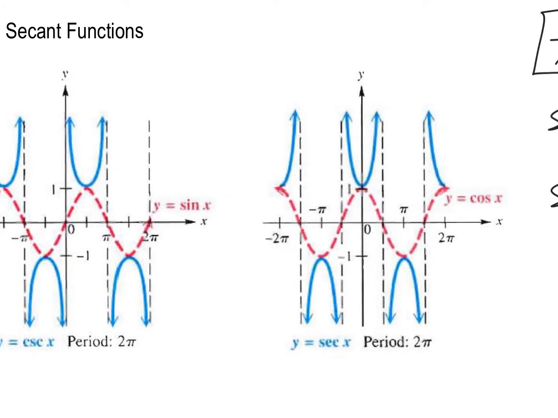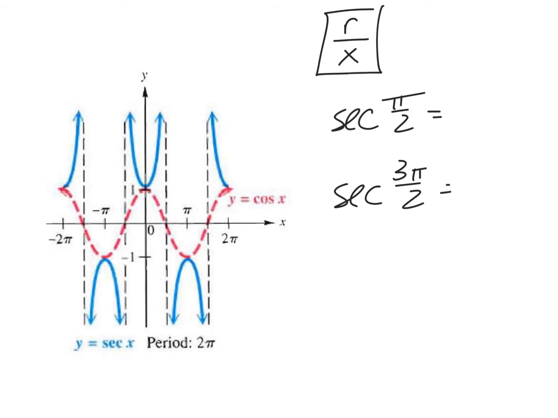So let's go over to the cosine one for secant. The secant of pi over 2. Remember that secant is r over x. At pi over 2, the r is 1, but the x value at pi over 2, aka 90 degrees, remember that? The x value is 0. So that's undefined. So again, at pi over 2, we have an asymptote here for the secant function. And same thing for 3 pi over 2, that one is also undefined. So there's another asymptote there.